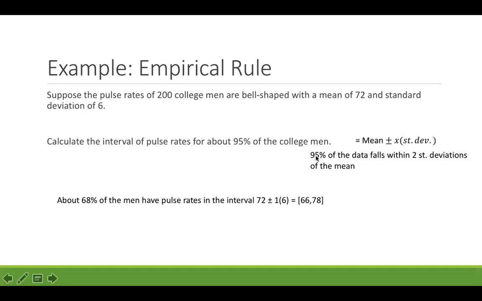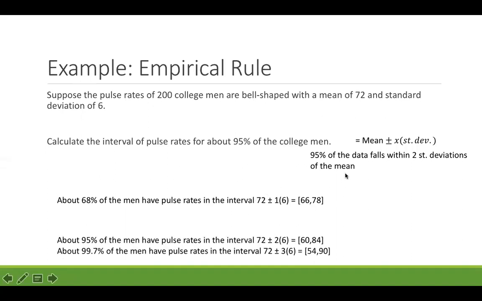You can use this data to find 95% and 99.7%. I just picked 95. Oops, sorry. This was 68. What did I do? I did something. All right, that's fine. So you can practice if you want. Sorry about that.